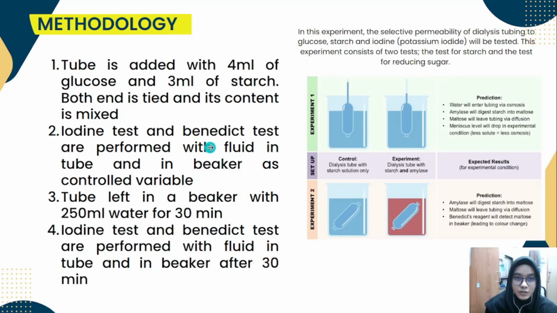Whisking tube is used as a synthetic membrane that is selectively permeable to tiny molecules such as water and glucose, but impermeable to larger molecules such as starch and sucrose. So for this experiment, glucose and starch will be mixed in the whisking tube and left in a beaker submerged with water for about 30 minutes. After that, the iodine test and Benedict test will be performed for the fluid inside the beaker and inside the tube.